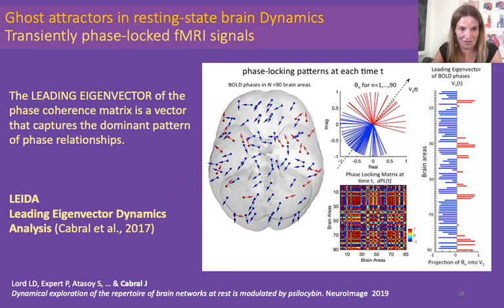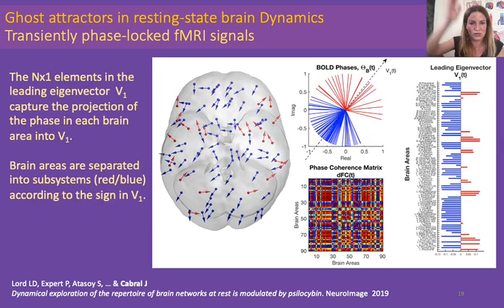And then the leading eigenvector of the phase coherence matrix is a vector that captures the dominant pattern of phase relationships. So it's very interesting because we can summarize this matrix of phase relationships by one vector. Actually, it's a rank 2 matrix, so it can be represented by the first 2 eigenvectors, because there are only these two properties. But if we consider just the leading eigenvector, I will show that we get very relevant results. So this analysis is termed leading eigenvector dynamics analysis, and it was introduced in 2017.